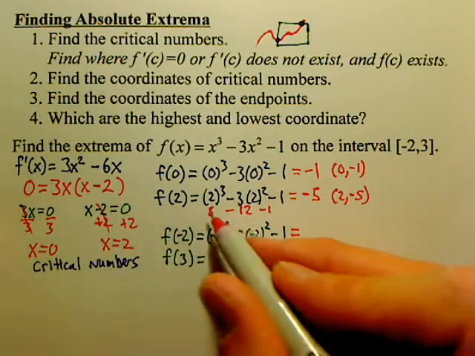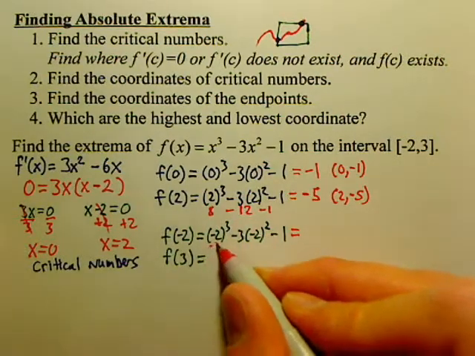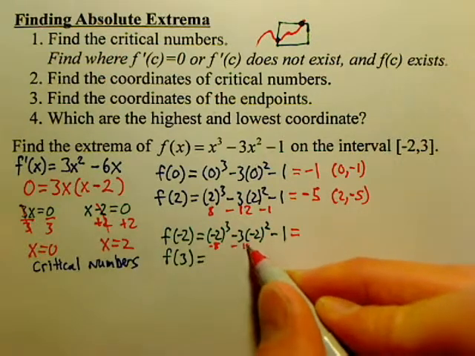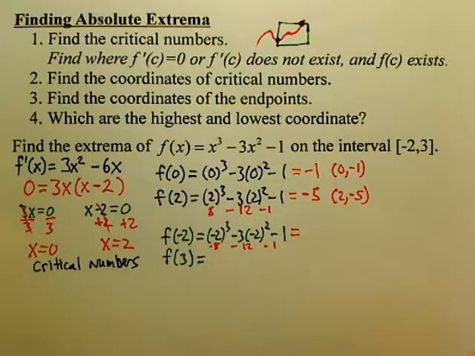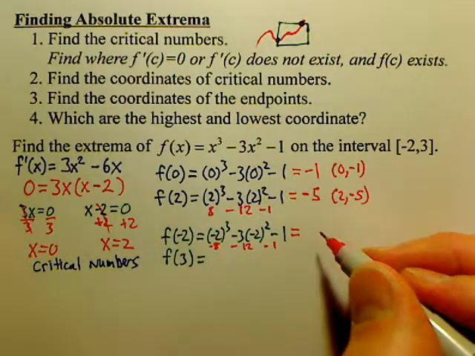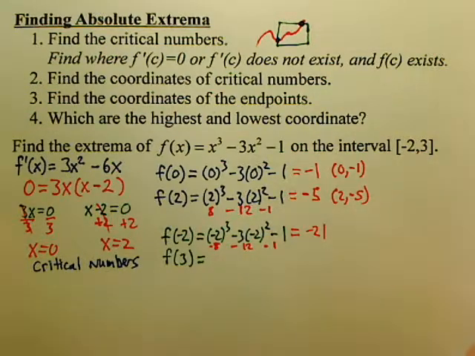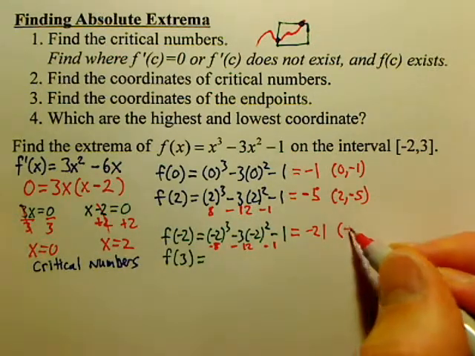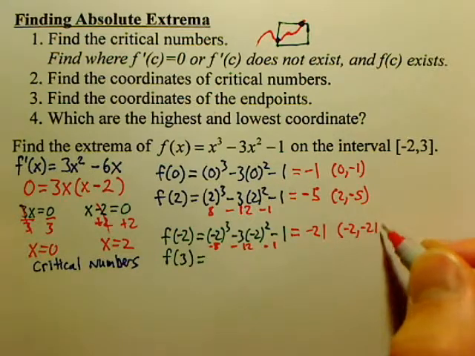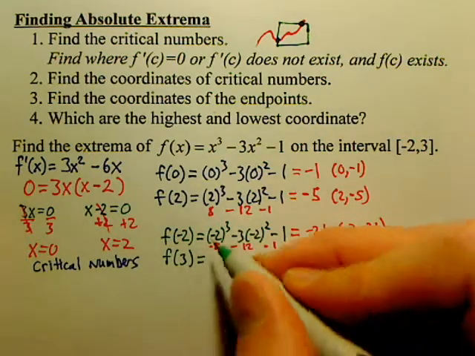Well, this becomes -8. This still is -12. So we have -8 minus 12 minus 1. What is that? It's -21. All right, and this would be -2, -21. All right, and next we're going to do 3.